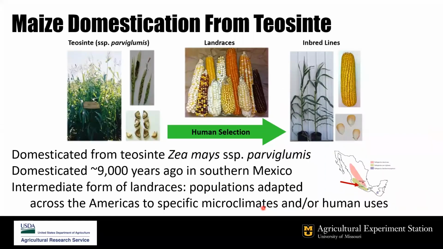The same is true for maize or corn. Corn was domesticated from Teosinte. The wild species is called Zea mays, a subspecies called Parviglumis. And it's adapted to the lowland growing conditions of Mexico in the states of Jalisco and Guerrero. And beginning about 9,000 years ago, people began to domesticate Teosinte to form early primitive corn.